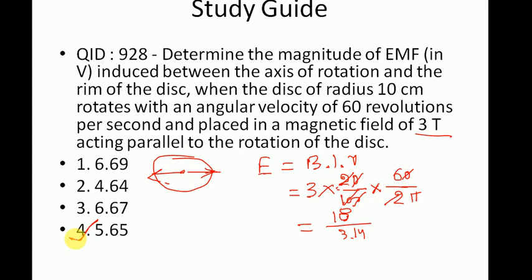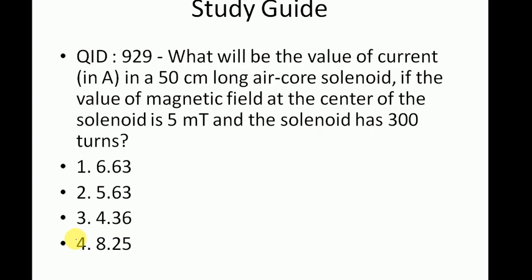Okay, so next, move to the next question. What will be the value of current in ampere in a 50 centimeter long air core solenoid if the value of the magnetic field at the center of the solenoid is 5 millitesla? Okay, and the solenoid has 300 turns.